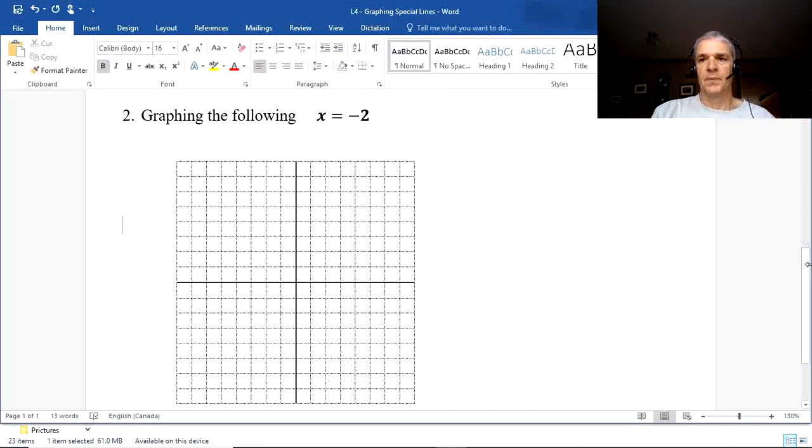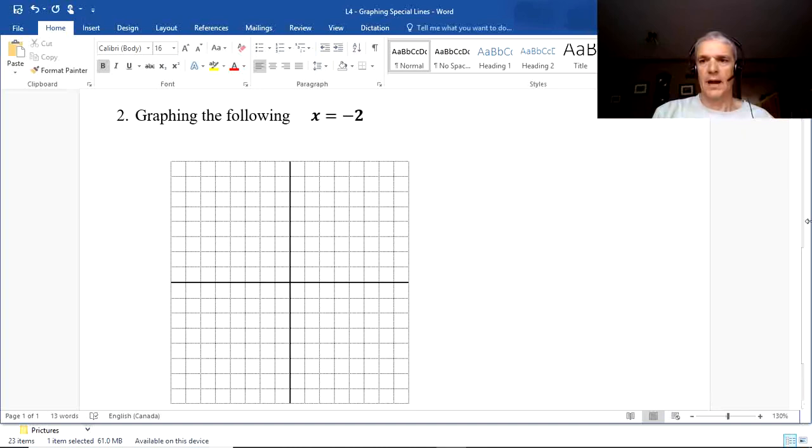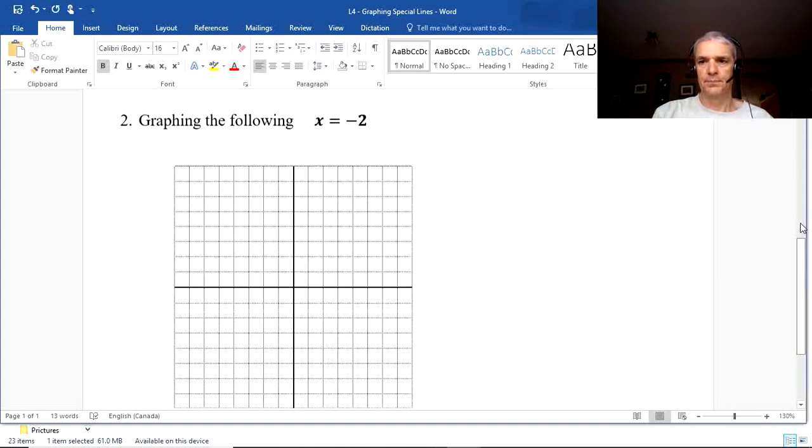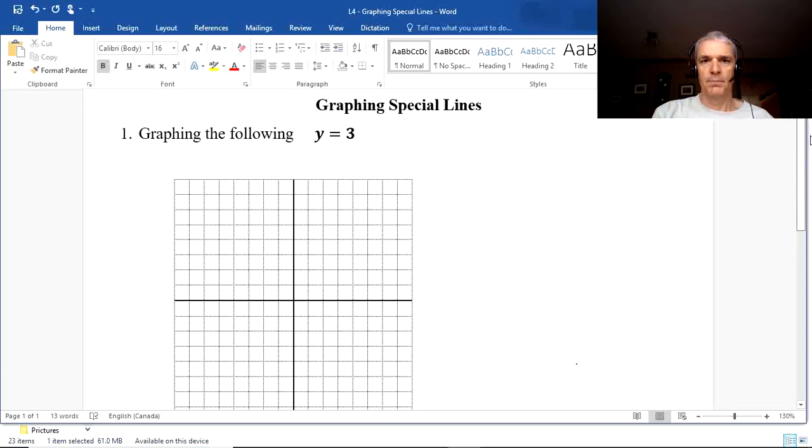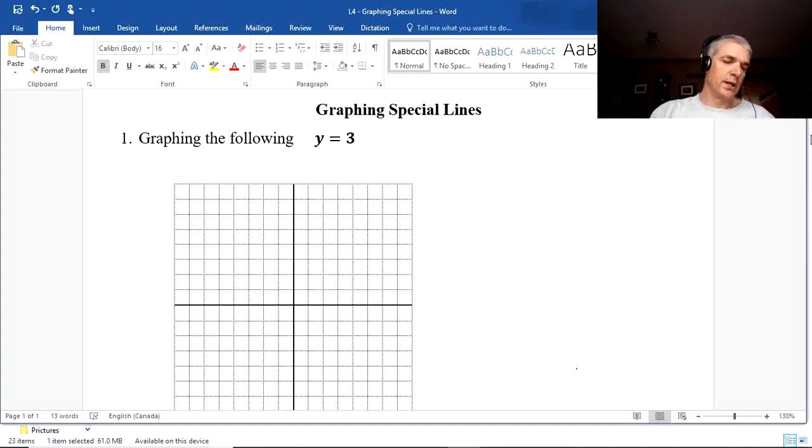All right, this lesson is on graphing special lines. Basically, we're going to show you a couple of unique or special case lines that come up from time to time, and show you how to graph them and what they really mean. They're not that difficult. They're actually kind of easy, but a lot of times they throw kids into a loop and they get kind of nervous and scared.